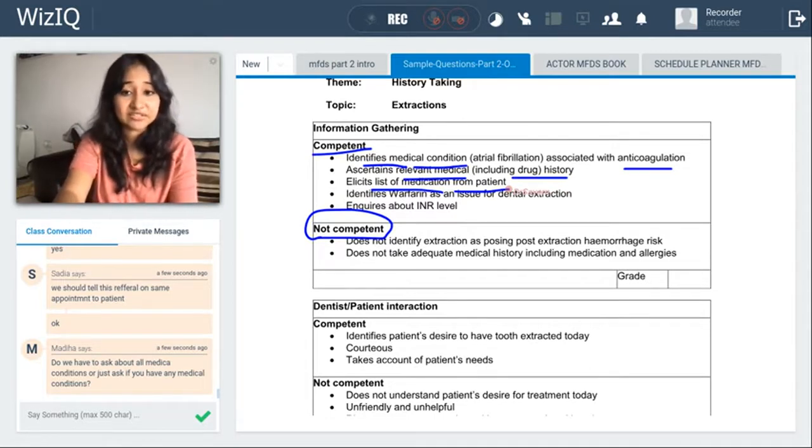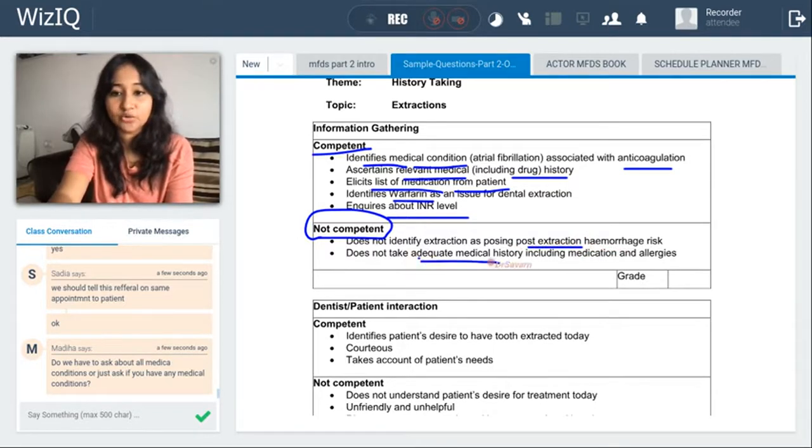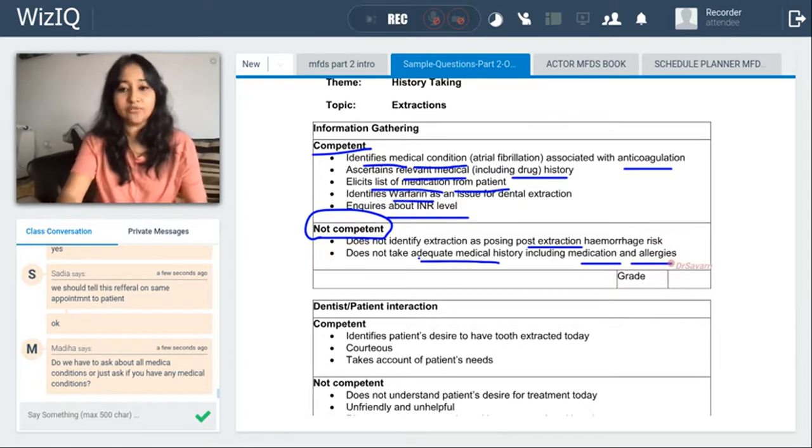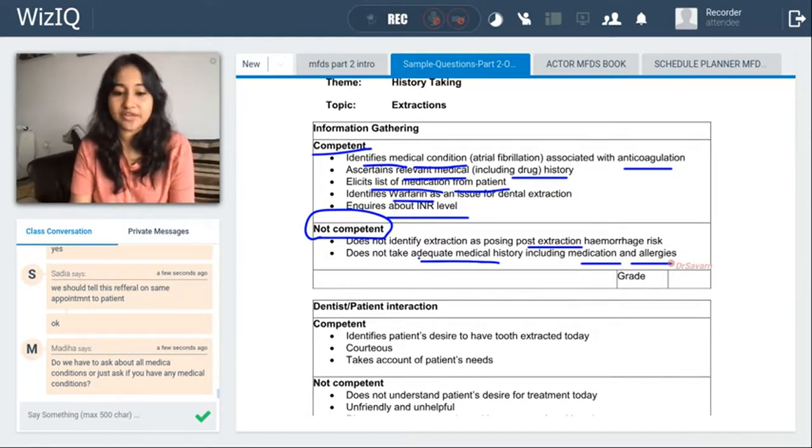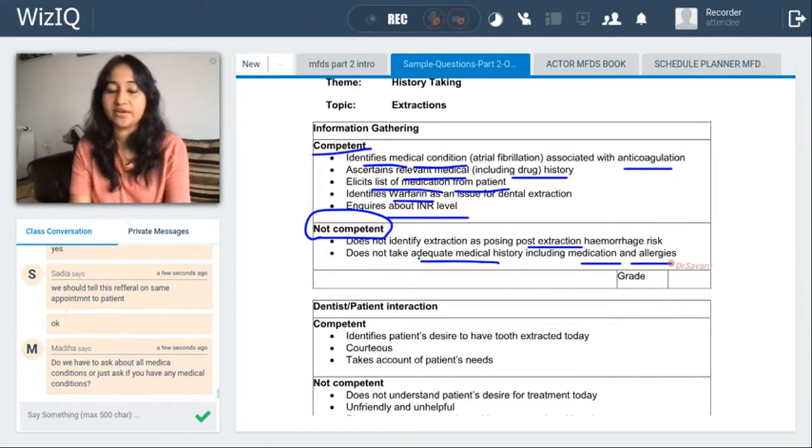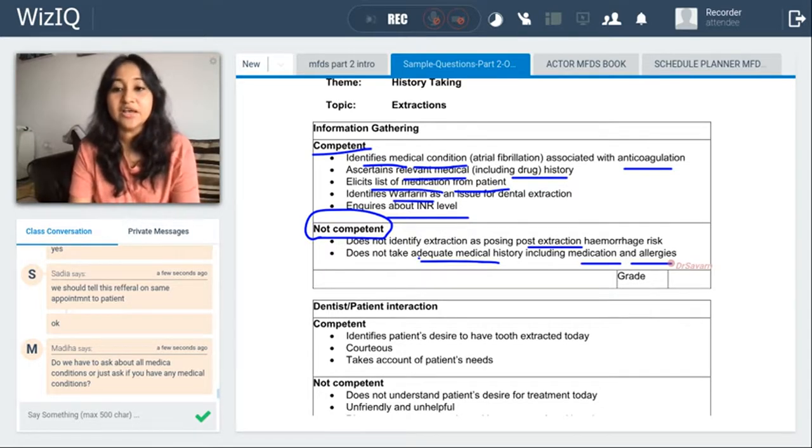If you do not ask for the list, guys, they're not going to give it to you. It's up to you to ask. Identifies warfarin as the issue for dental extraction. Inquires about INR level. Non-competent is you do not identify extraction as posing a post-extraction hemorrhage risk, or do not take adequate medical history, including medications and allergies. So as I always tell you, be it whichever case, obviously not in a case where it is a complaint or something like that, apart from those different cases, in all the cases, do ask about medical history and allergy history.